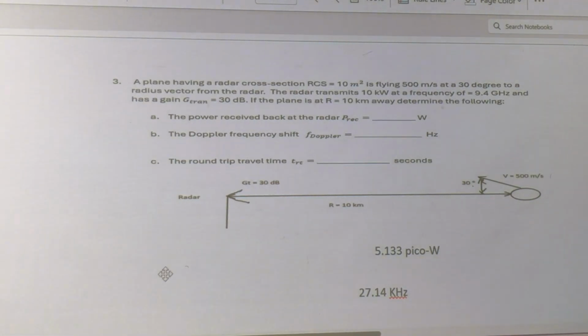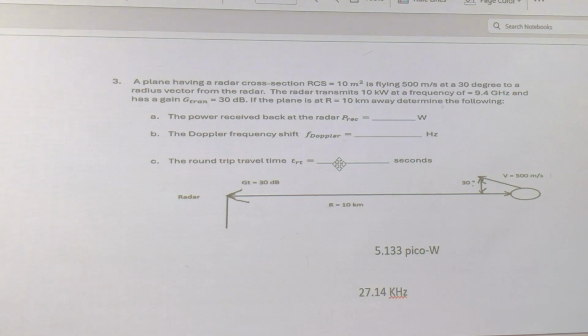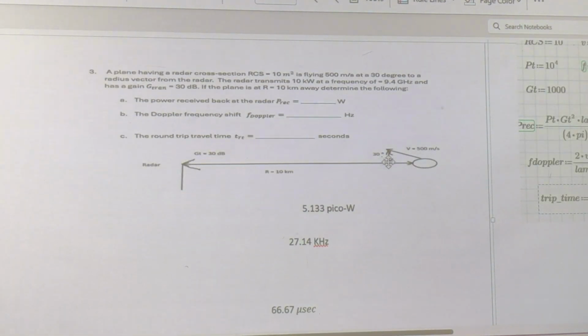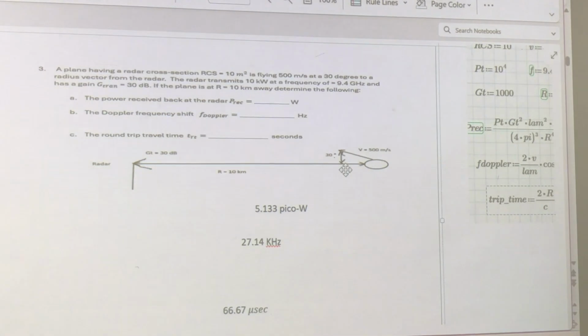The round trip time: because it's moving at the speed of light, and it goes out and back, 2r divided by c would be the round trip time. For the Doppler shift, you need the component of velocity in the direction of travel. If the target is going 500 meters per second at a 30-degree angle, you take the cosine of 30 degrees times that 500. So it's roughly 0.866 times 500.